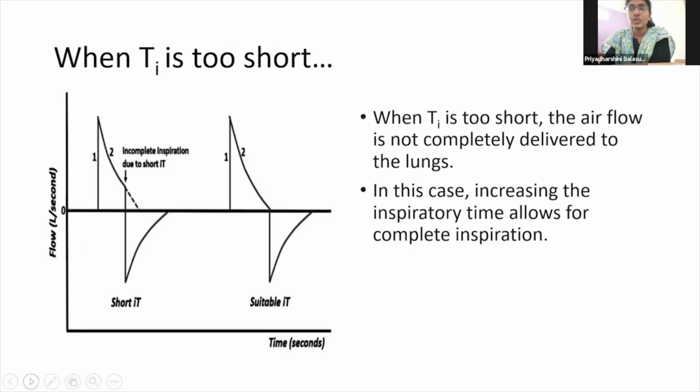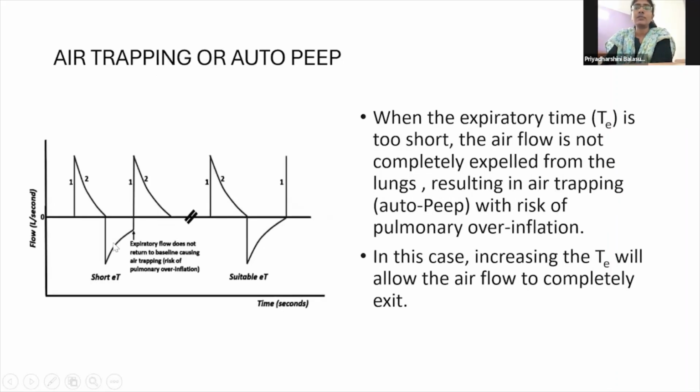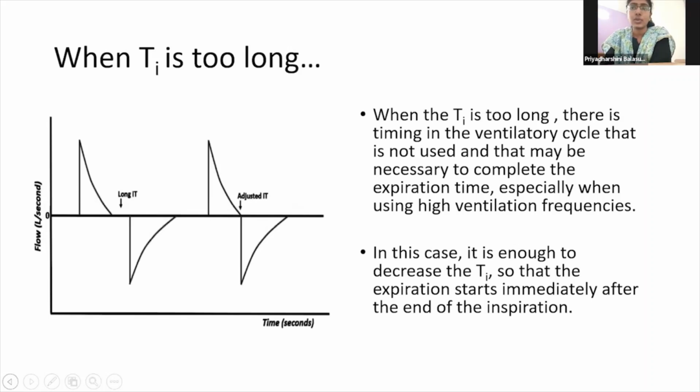So when TI is too short, airflow is not completely delivered to the lungs. In this case, increasing the inspiratory time allows for complete inspiration. So in this, the inspiratory flow curve touches the baseline followed by a pause and the beginning of expiration. So this means TI is too long. There is timing in the ventilatory cycle that is not used and which may be necessary for complete expiration to happen, especially when we are using a high ventilatory frequency setting. So in this case, it is enough to decrease the TI so that expiration starts immediately at the end of inspiration.